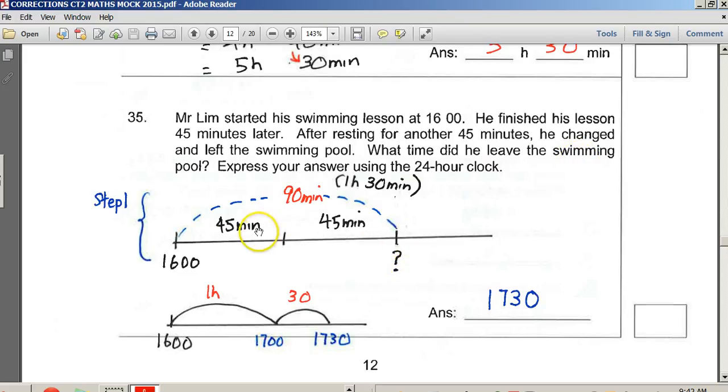All you have to do is get 45 plus 45, which is 90 minutes. You change it into 1 hour 30 minutes. So 4 p.m. plus 1 hour gives you 5 p.m. 5 p.m. plus 30 minutes gives you 17:30. It means 5:30 p.m. At 5:30 p.m., or 17:30, he left the swimming pool.